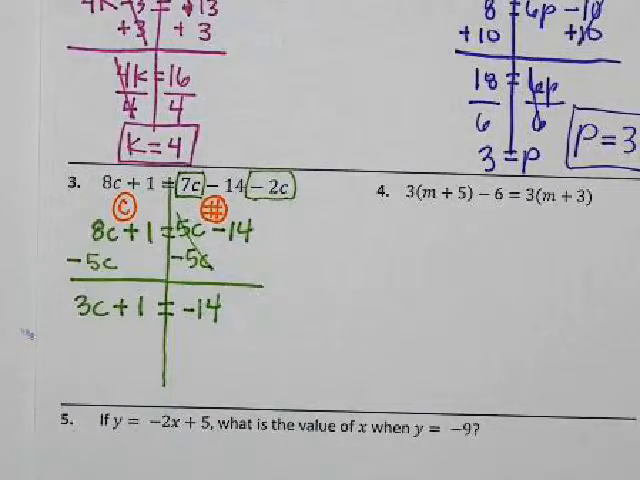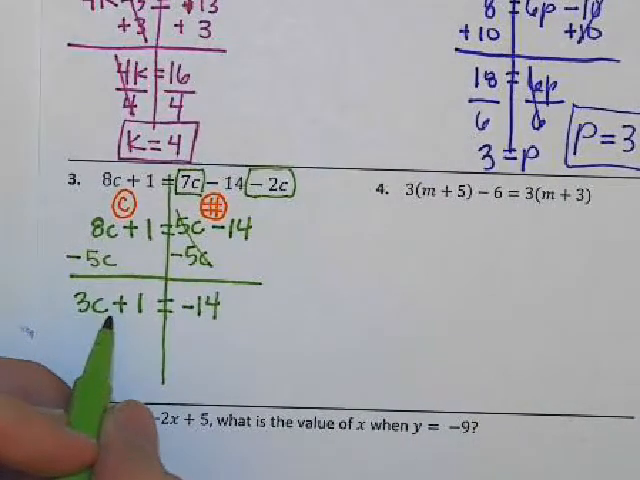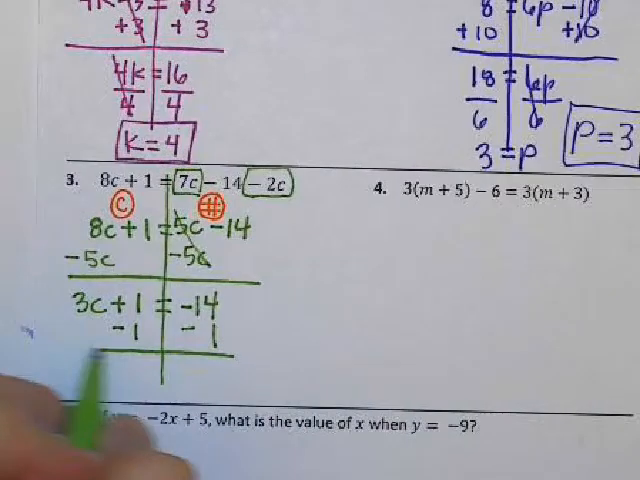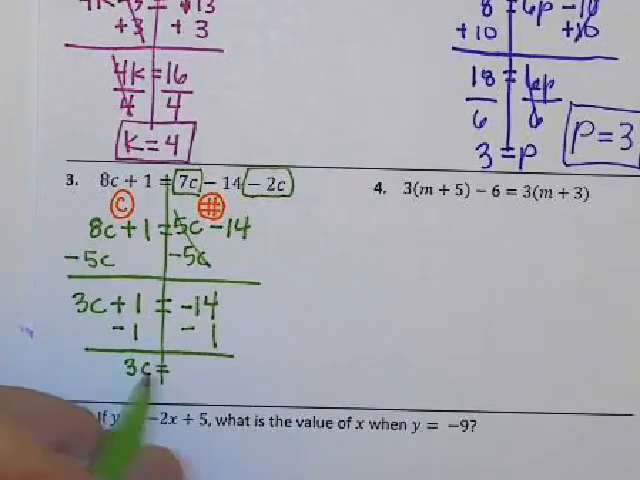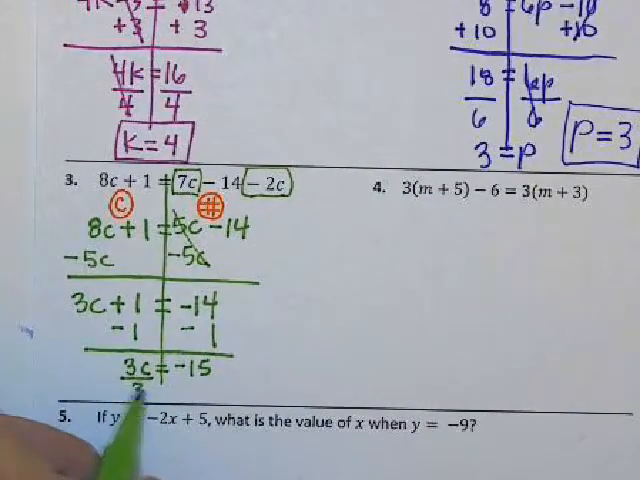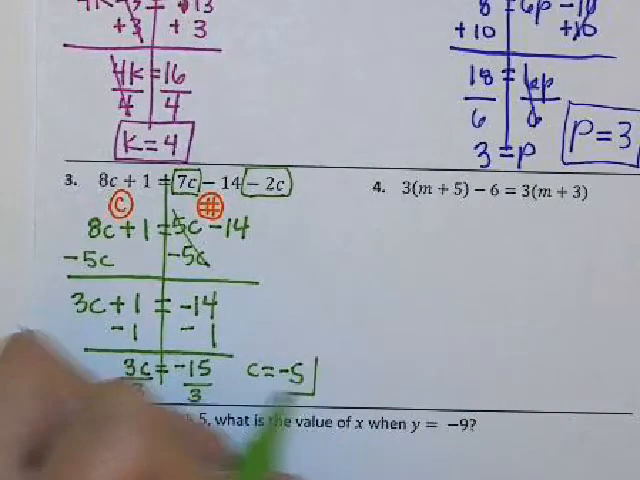Make sure you write nice and neat. Find your variable. What's being added or subtracted? A 1. So I need to subtract a 1. Do the opposite. 3c equals negative 15. Divide by 3. c equals negative 5.